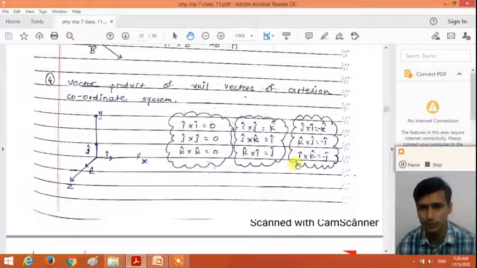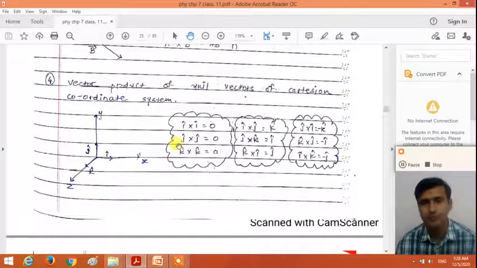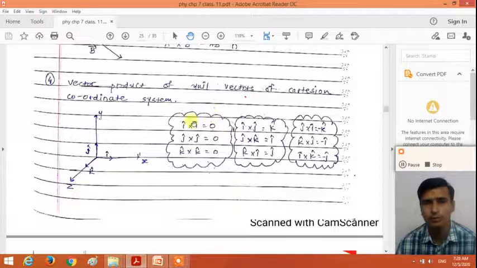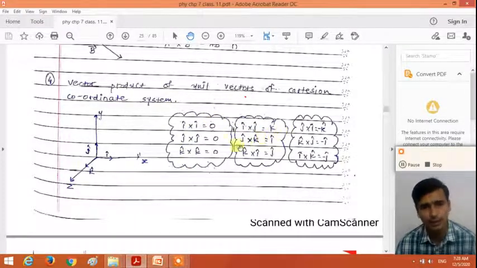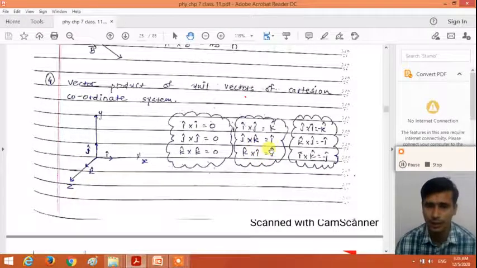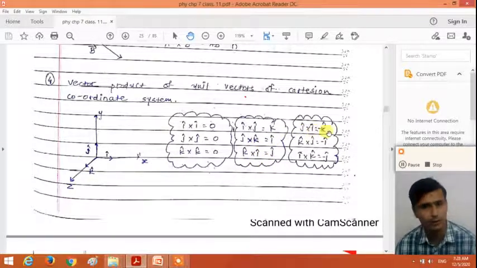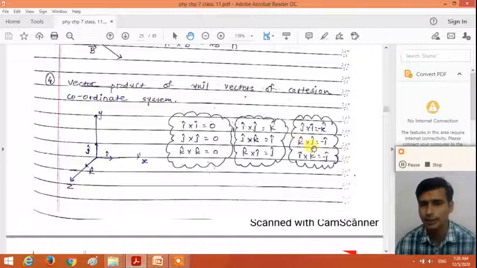So understand, dear student, the vector product of the unit vectors of the Cartesian coordinate system: i cross i, j cross j, k cross k are all equal to 0, right? i cross j is equal to k, j cross k is equal to i, k cross i is equal to j, right? Similarly, for the opposite, j cross i is equal to minus k, k cross j is equal to minus i, and i cross k is equal to minus j, right?